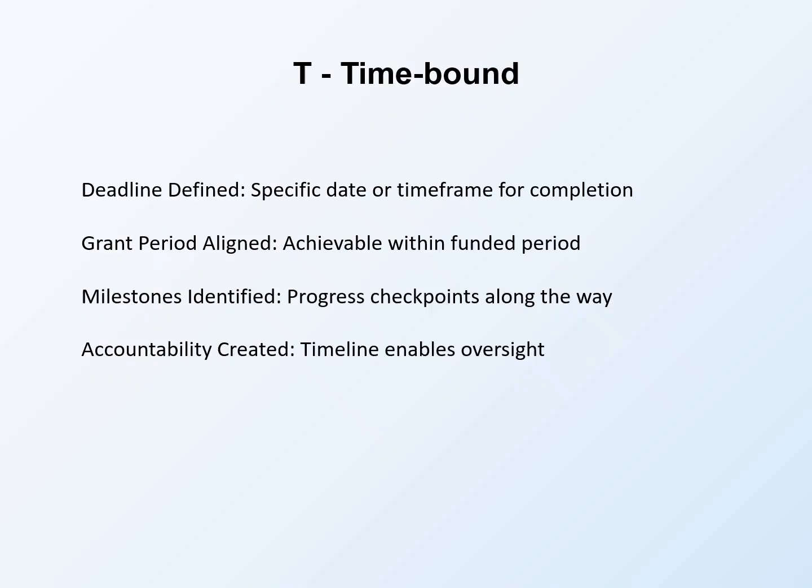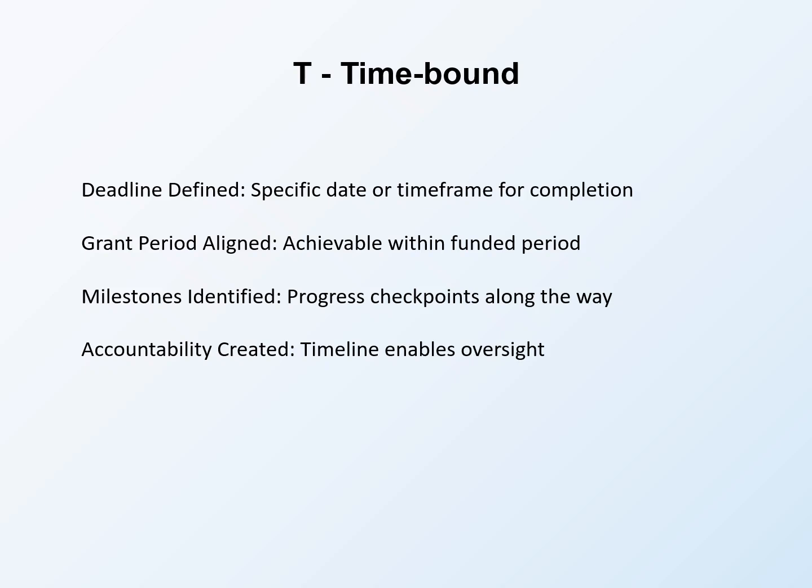Time-bound objectives have deadlines defined with specific dates or timeframes for completion, by December 31st of year 2 or within 18 months of project start. Specificity creates accountability. Grant period aligned means achievable within the funded period. If your grant is 3 years, objectives should be achievable in 3 years. Objectives extending beyond the grant period are problematic.